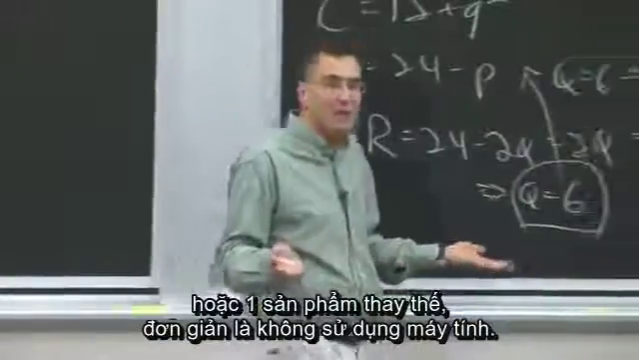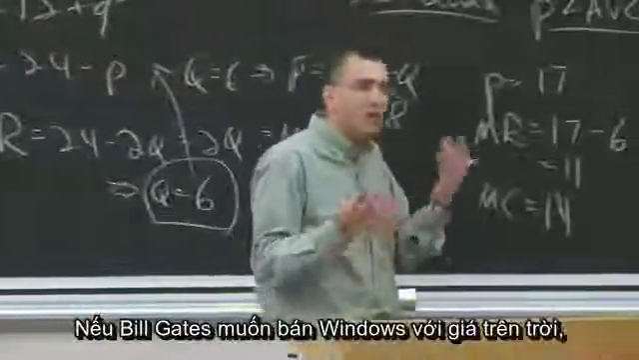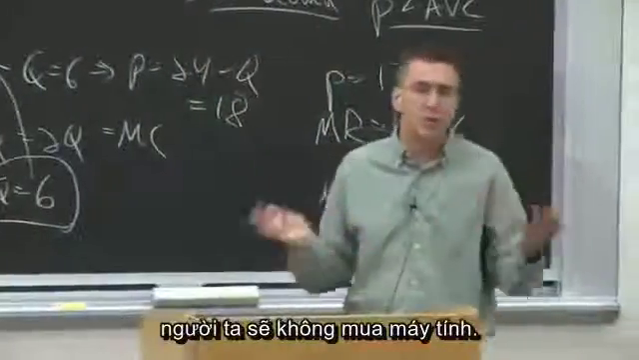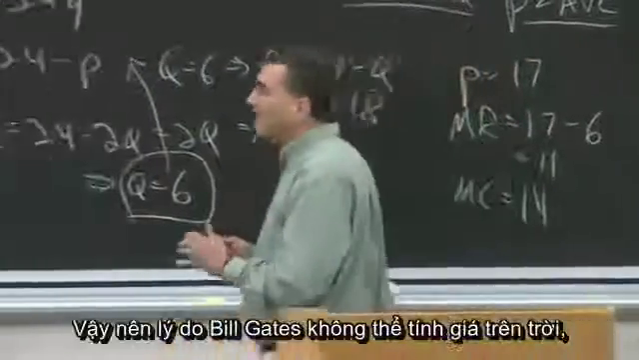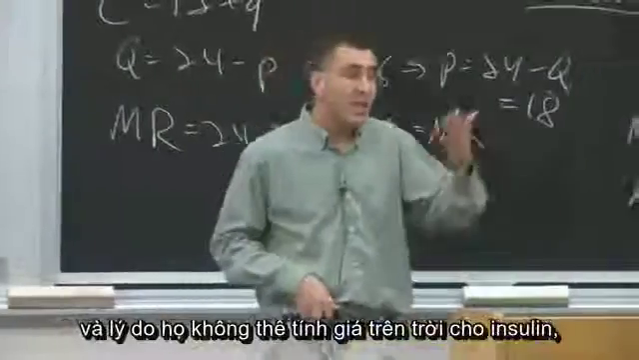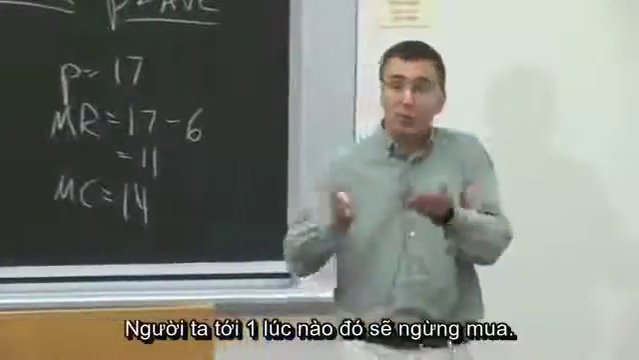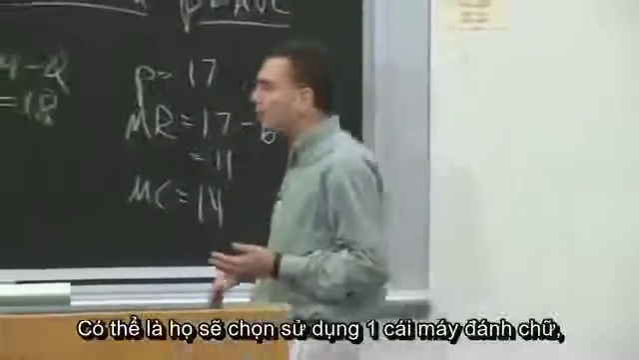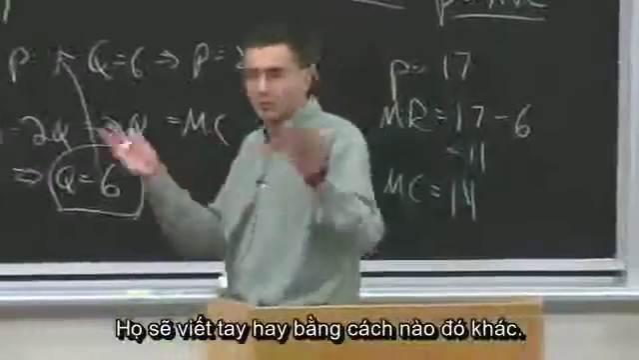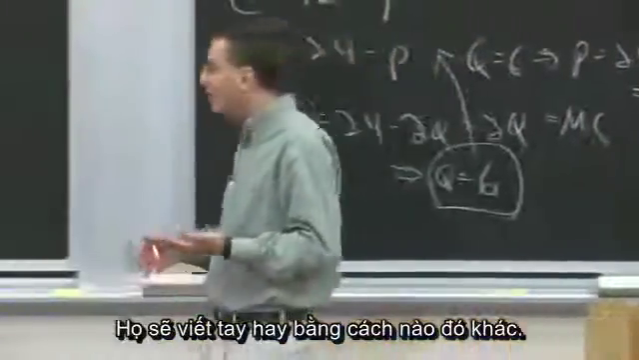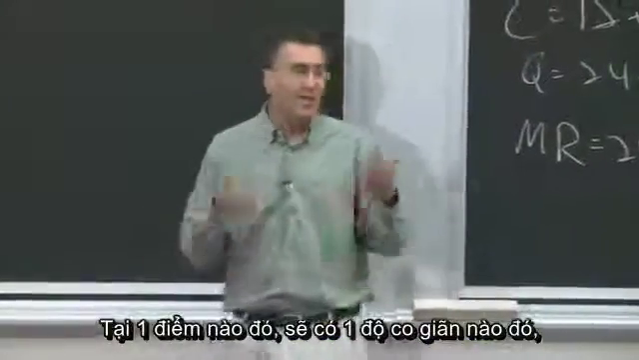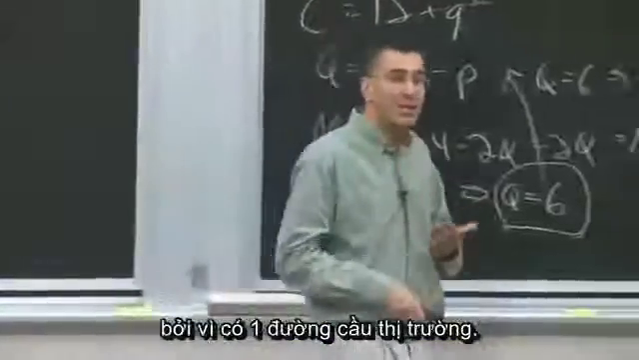or one substitute is just not to compute. Okay? So if Bill Gates tried to charge infinity for Windows, people just wouldn't own computers. So the reason Bill Gates can't charge infinity, and the reason he can't charge infinity for insulin, is that there's some elasticity of demand. People at some point will just stop buying, either because they'll choose to use a typewriter instead, or they just won't compute. They'll write by hand or something. Okay? So basically, at some point, there is some elasticity because it's a market demand curve.